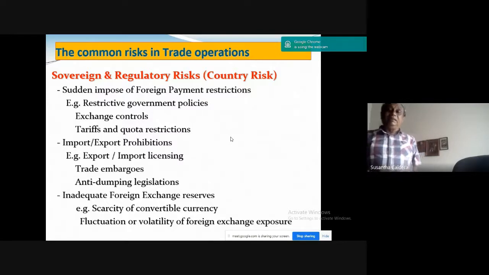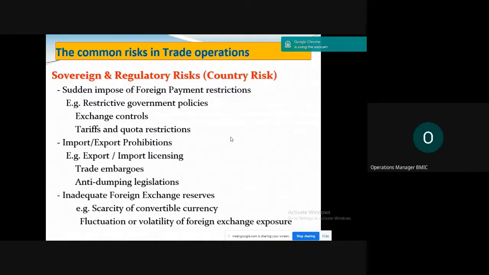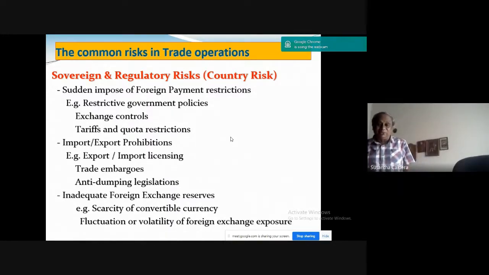Give me one country at the moment that imposes foreign payment restrictions. Sri Lanka. Very good answer. Right? We have all of these.